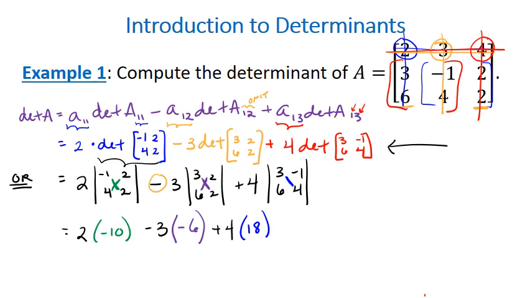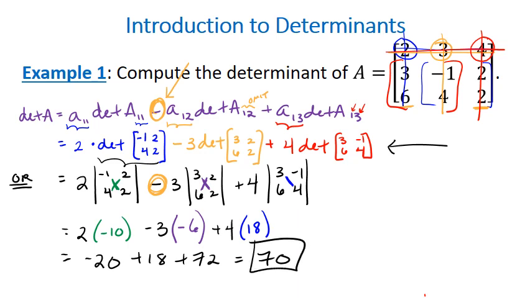Now, side note, this sign is a negative because of the formula. So just pay attention that we'll talk more about that here in a little bit, why it's negative, but just pay attention to that. So then plug this all in your calculator if needed. You get a negative 20 plus 18 plus 72 gives us a determinant of 70.